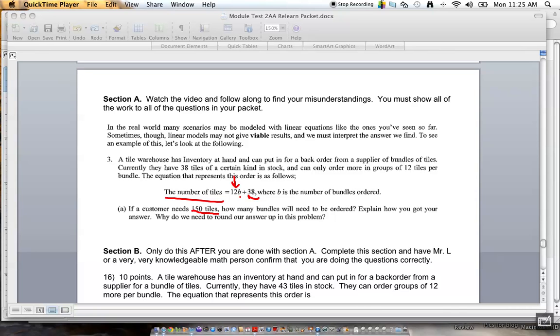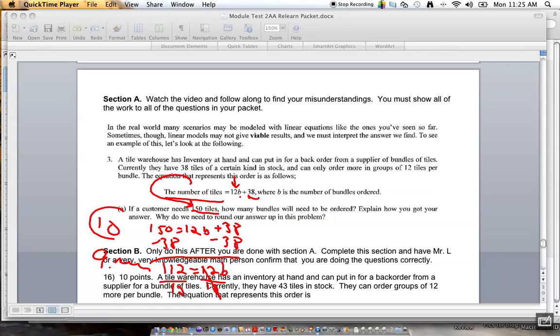The way to do it would be to say 150 equals 12 times the number of bundles plus 38, because the number of tiles is 150, so we plug that right in, and then just solve it. Minus 38, that gives me 112 equals 12b. Divide by 12. That would go 9 times, it's 9 point something, because I need 10 bundles. You can't get the fraction. So I need a 10th bundle.